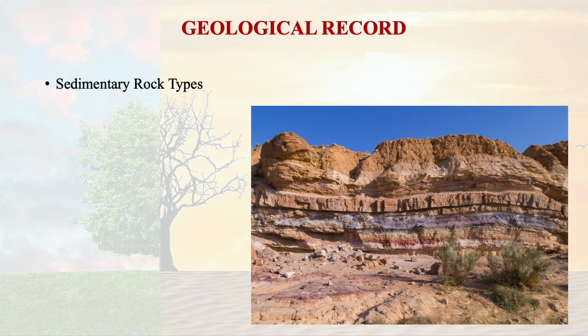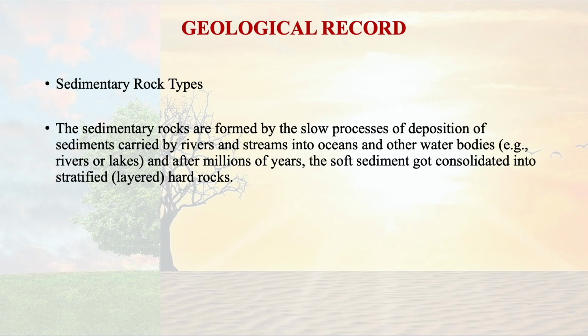So the first and foremost important thing is the sedimentary rocks, again a very important thing. Sedimentary rocks are basically formed by the slow process of deposition of sediments. That's what I said earlier also. This deposition of sediments can be because of the movement of water, rivers, streams, and even in water bodies these sedimentary rocks can be formed. And this takes indeed millions of years for sedimentary rock formation.